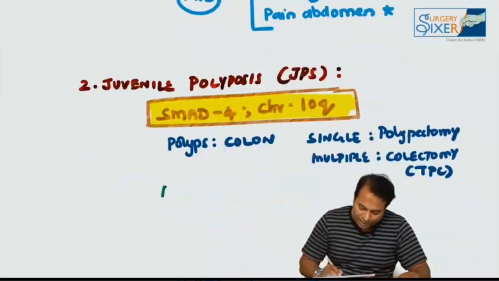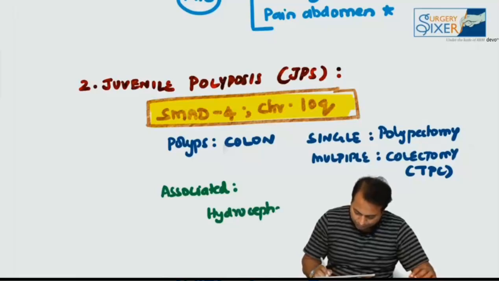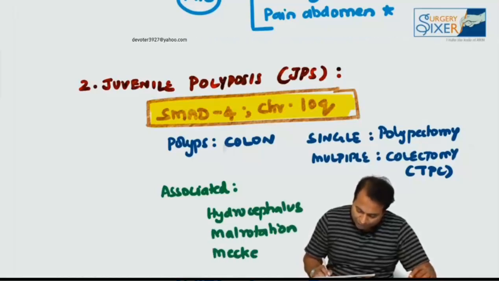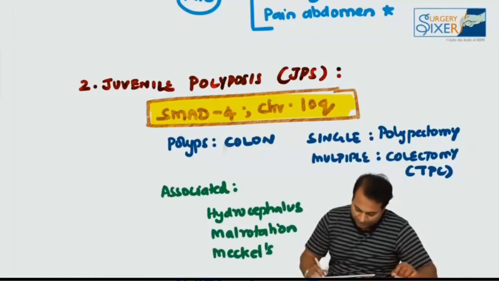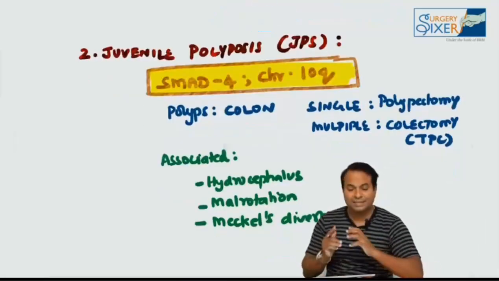So what are the other features they are associated with? They are associated with problems in the head. Remember, they have problems in the head like hydrocephalus. They may have malrotation of gut. They may have associated Meckel's diverticulum. So you can see associated bowel pathologies like malrotation and Meckel's diverticulum are also seen in juvenile polyposis syndrome. So they have hydrocephalus, malrotation, Meckel's diverticulum, all seen in these patients.